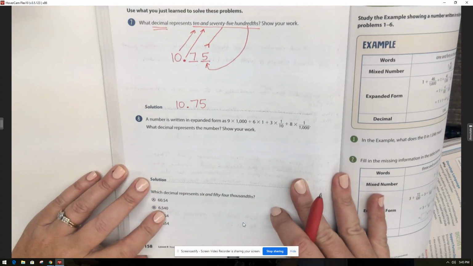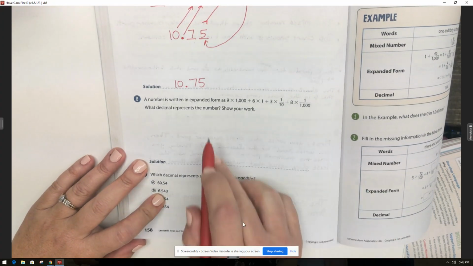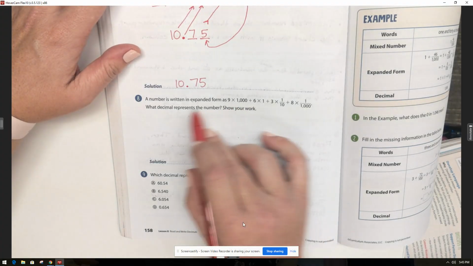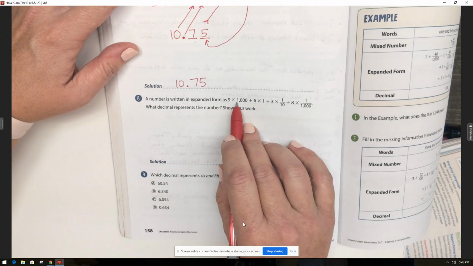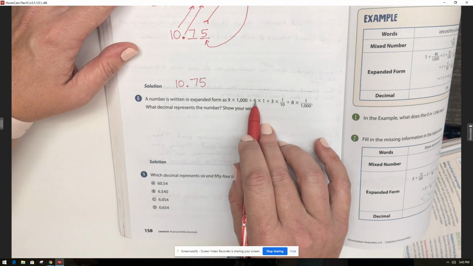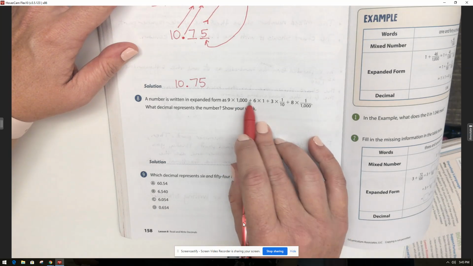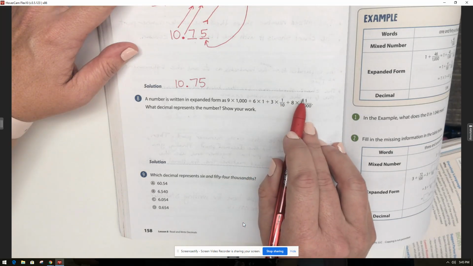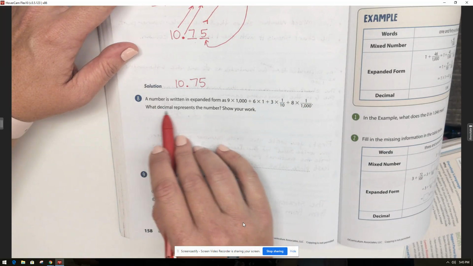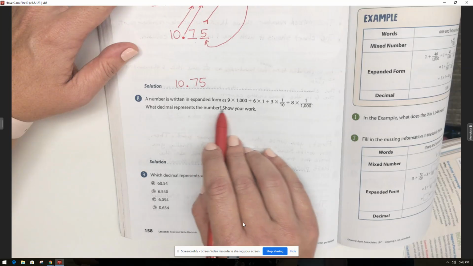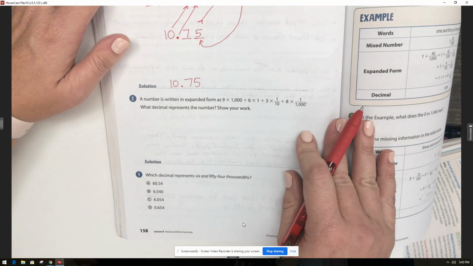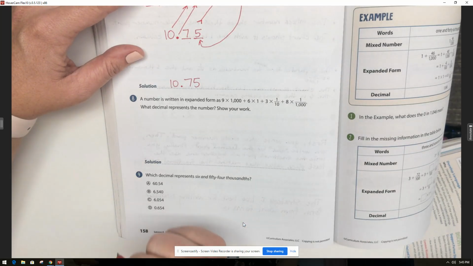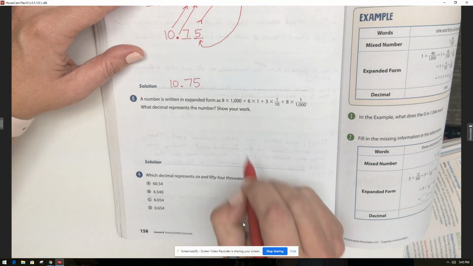Great job. I'm going to do number 8 with you, and then I'm going to have you guys do number 9, and we'll see if you get it right. A number is written in expanded form as 9 times 1,000, plus 6 times 1, plus 3 times 1/10, plus 8 times 1/1000th. What decimal represents the number? Show your work. This one's going to be a bit more tricky because we've got some work to do. So we still are going to use the same strategy. We're still going to write the whole number first.